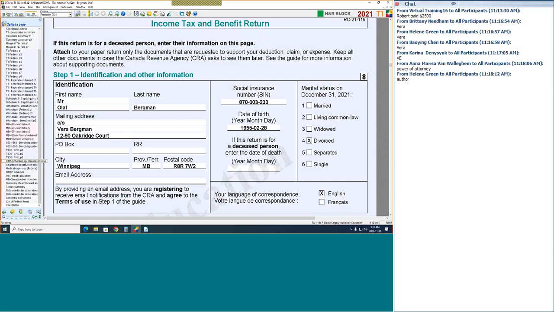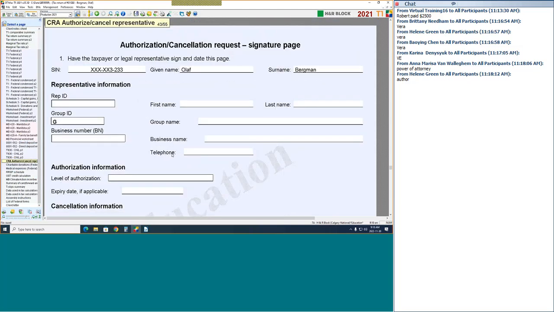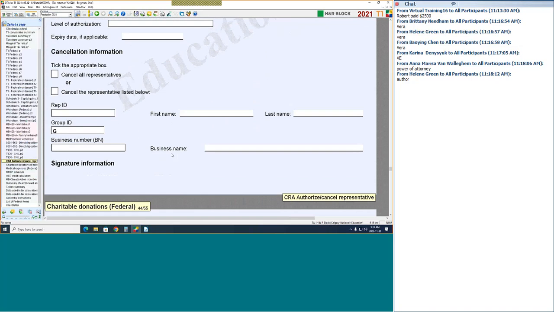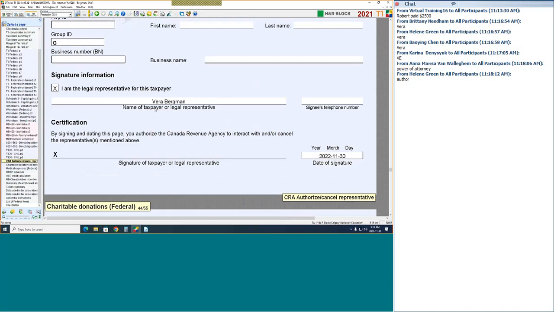I'm going to create a CRA authorization form. I'm going to print that form out. I'm going to make sure that it has Vera's name on it because she's the one who's going to sign it. Print it, Vera will sign it. I will then send it to the CRA. I will get a confirmation that has a warning on it telling me that they're not going to process it until they've looked at the power of attorney.